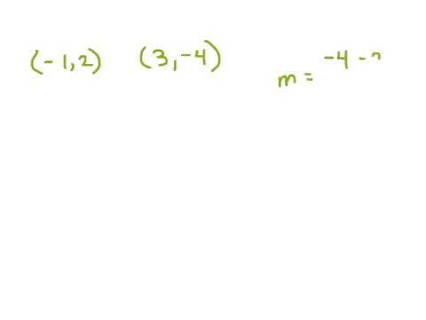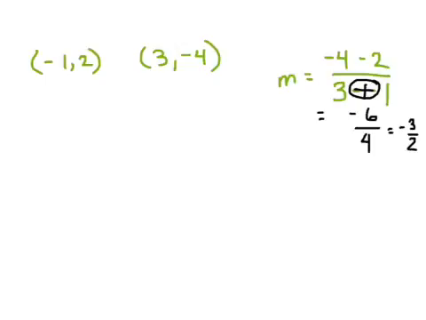So negative 4 minus 2, and all I'm doing is that same slope formula that we had before, and 3 minus a negative 1. Well, right here, these two negatives back to back turn that into one big positive. And I end up having negative 6 on the top over 4, which reduces down to negative 3 over 2. So there's my slope. Now I'm going to do this two ways, and it's up to you to decide whichever way you like best.